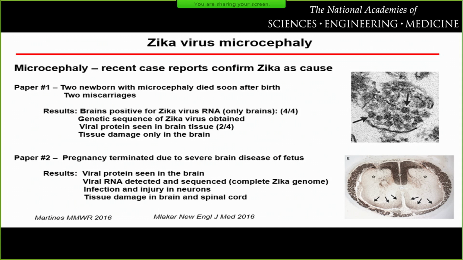And in the second paper, which was due to a terminated pregnancy associated with very severe disease in the fetus, in that fetus, there was viral protein seen in the brain, there was viral RNA as well, and a complete Zika genome was identified through deep sequencing analysis. And this was virtually identical to the other strains that have been circulating in Brazil. And there was also evidence of infection and injury in the neurons and tissue damage in the brain and the spinal cord. Next slide.